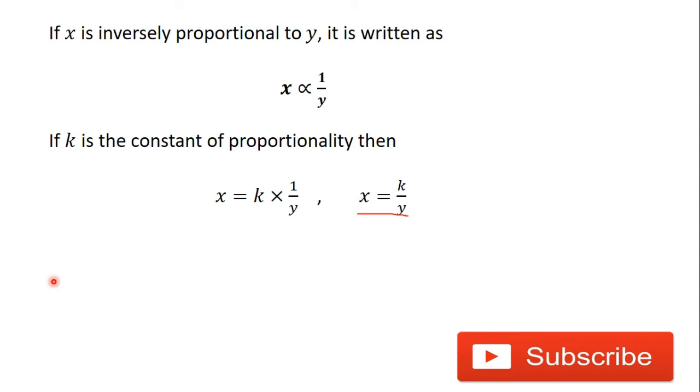In the next video, we are going to solve a question on indirect or inverse variation.